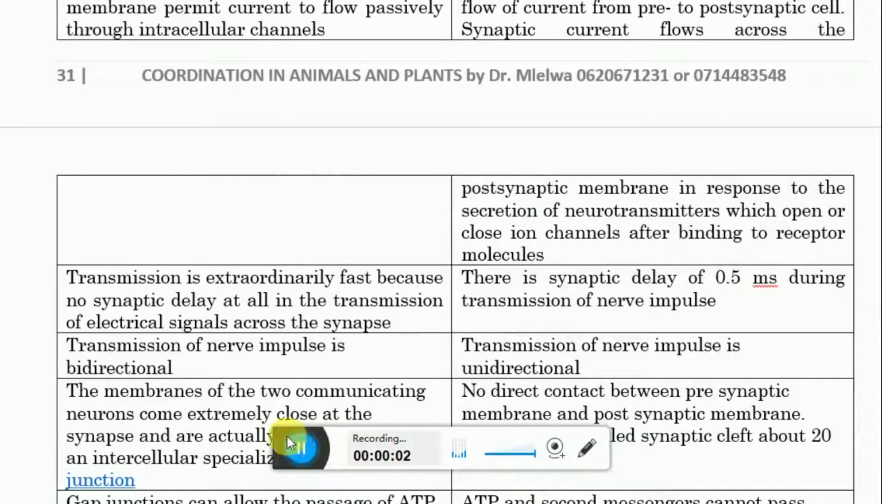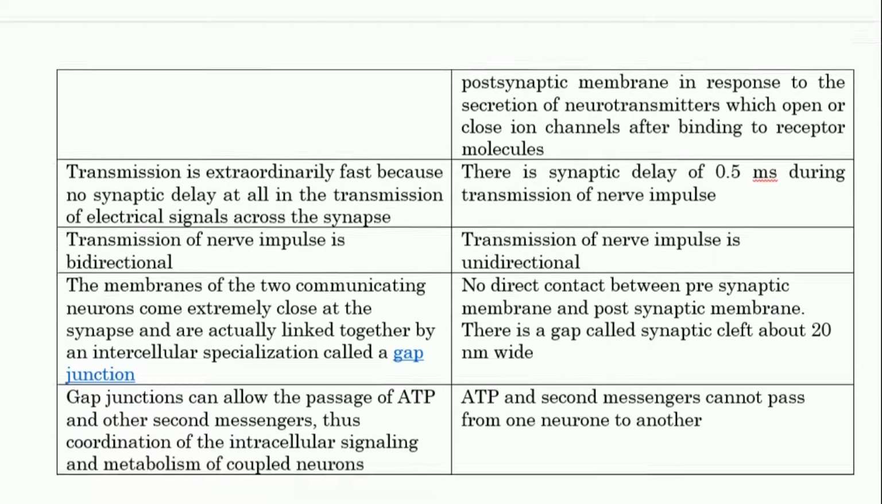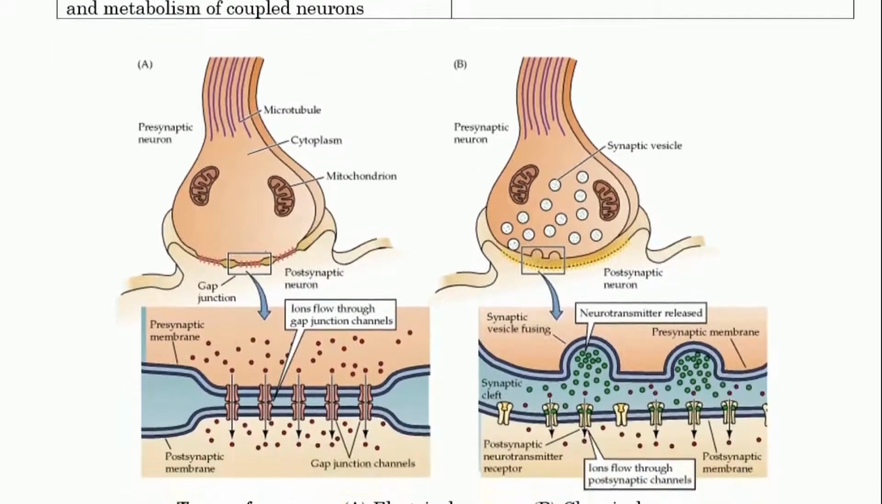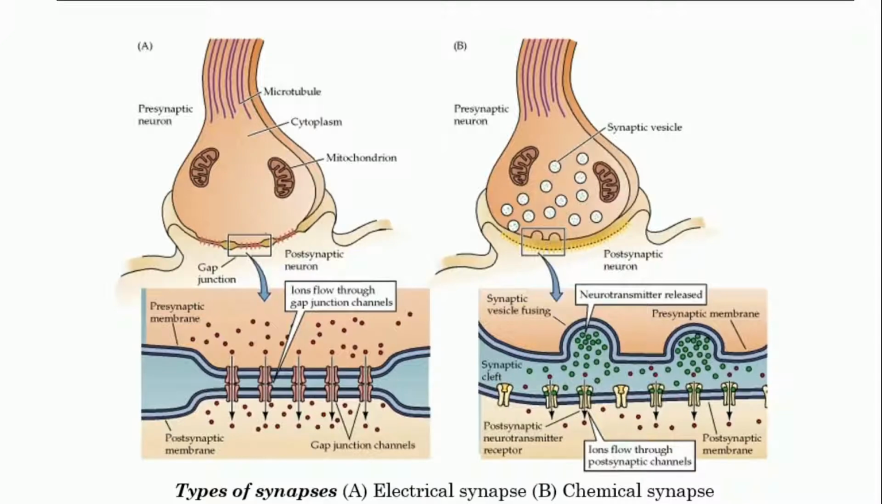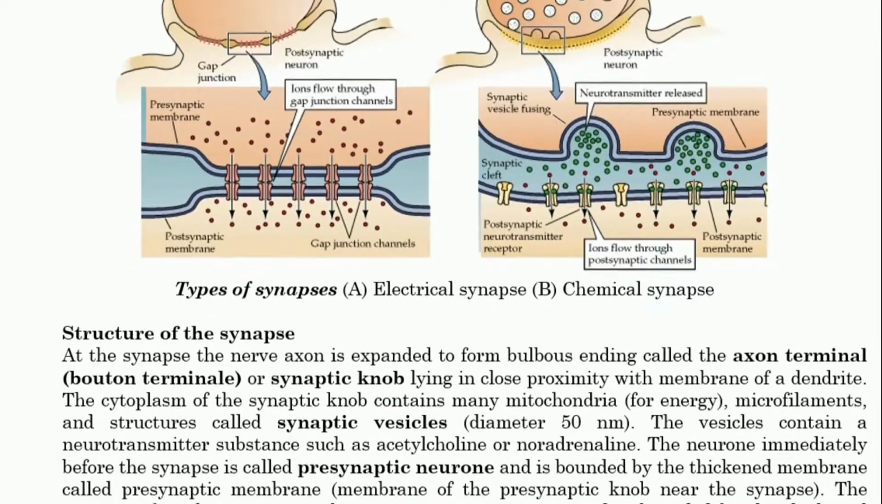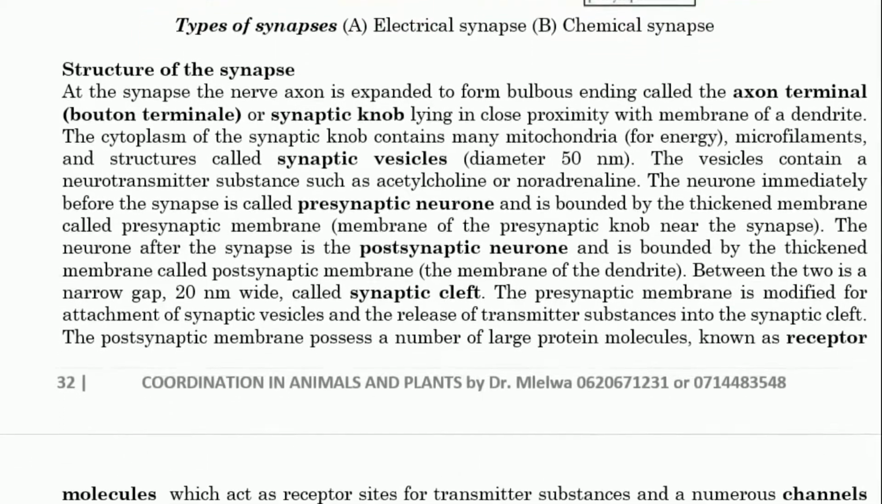Welcome back, friends. This is coordination session 24. In the previous session, we discussed the different types of synapses, and if you remember, we said we have the electrical and then we have the chemical synapse. If you recap this diagram, you remember different things that we discussed here. So in this session, we are going to discuss the structure of the synapse.